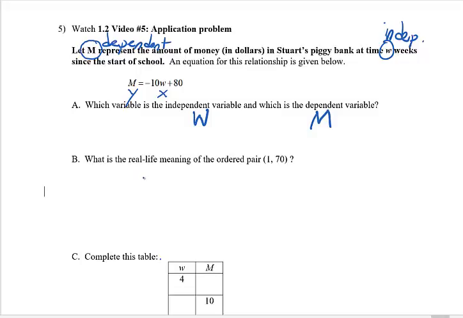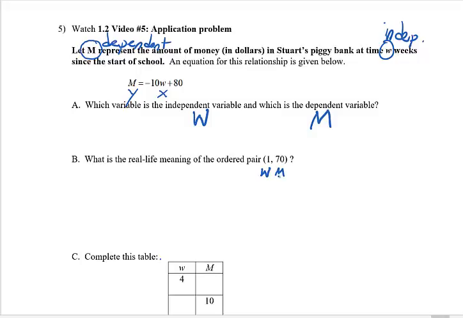Let's go down to letter B. What is the real-life meaning of the ordered pair 1, 70? Well, in a real-life problem, the key is to figure out what variables these numbers are associated with. Well, we just figured out that the independent variable, the x variable in this problem, is w. So this 1 is a w. The dependent variable is m, so this 70 is an m. That means the 1 is 1 week since the start of school, and the 70 is $70 in his bank.